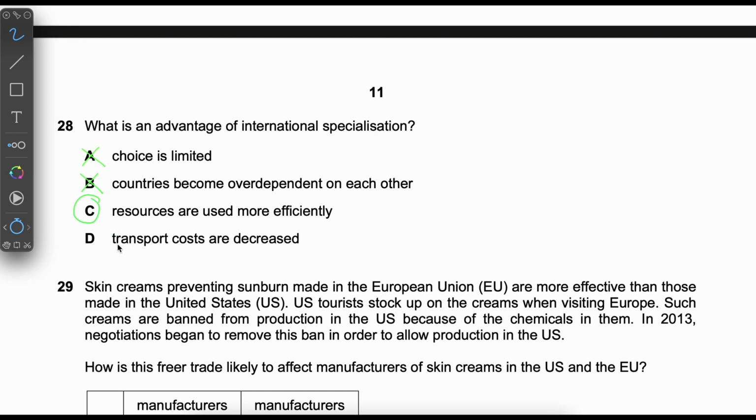And the final one is that transport costs are decreased. Okay, this is an advantage, but it's not necessarily true. We still need to transport goods. We need to export them. We still need to use transport. So international specialization doesn't necessarily reduce transport costs.